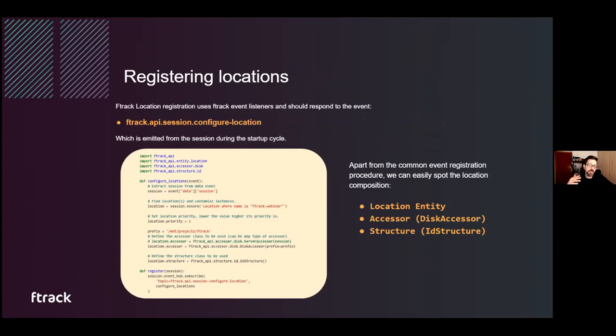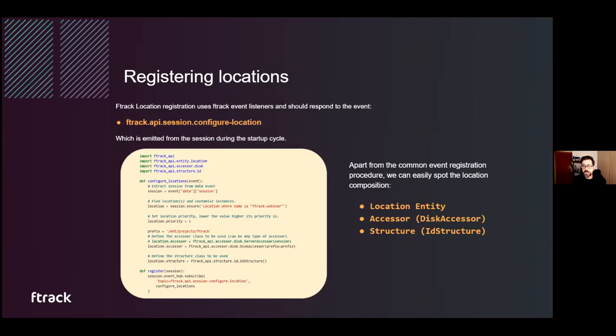And in here, we are now able to start seeing a bit more intimately how the location is composed and structured. So basically, from the bottom up, we can see the register function. In this case, we are going to react to the ftrack API session configure location, which is the one we want. And we're going to simply trigger this configure location, which will accept our event coming in from the session. First thing, of course, we want a session.